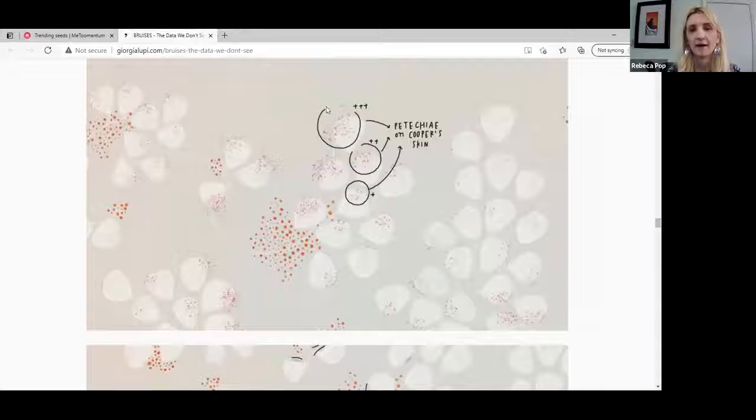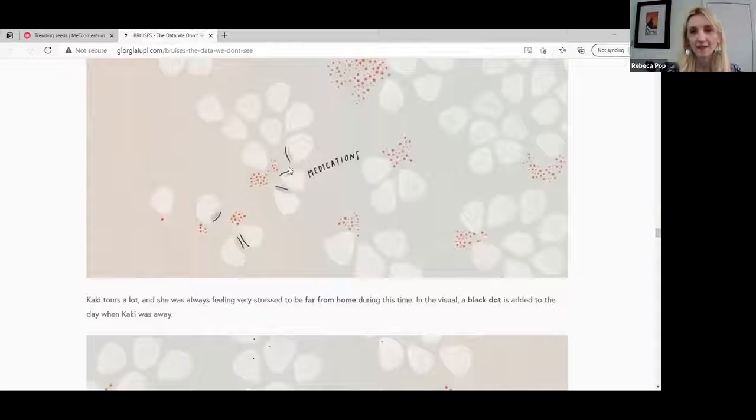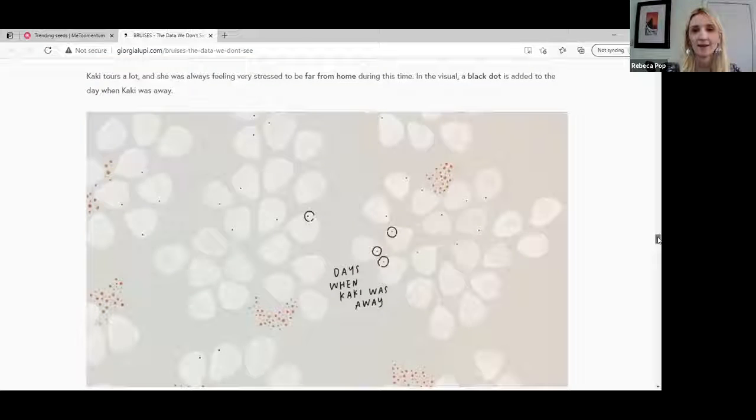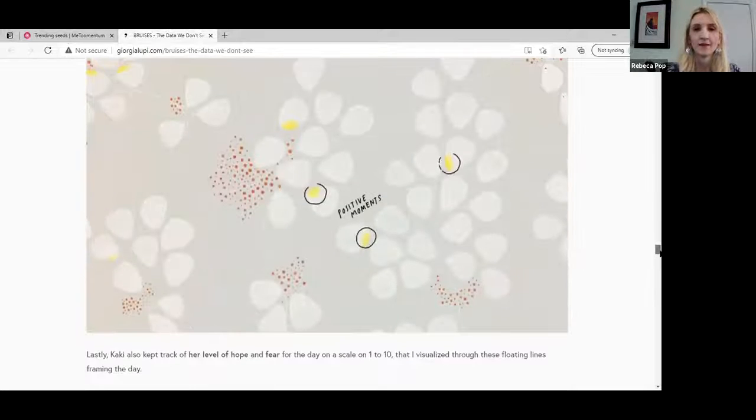And then there was the petechia on the skin, so the disease that the child had on the skin, and those dots represent the number of spots on the skin. And then medications. So then you have these black lines that stand for medication. And then days when the mom was away, which are dots. And then positive moments in yellow, so another layer of color.